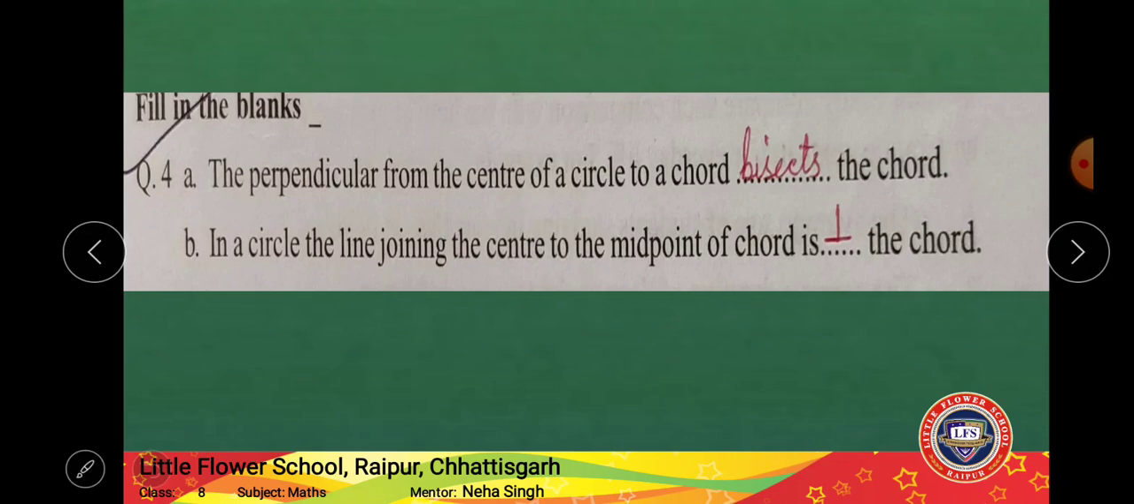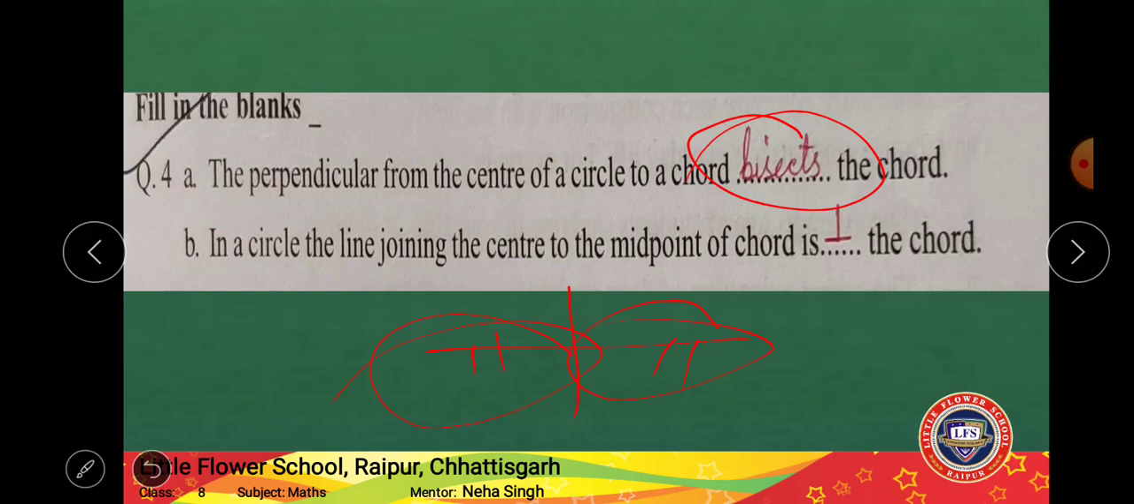Last, fill in the blanks. The perpendicular from the center of a circle to a chord. This statement we have just now studied in 2 questions. It bisects the chord. Bisects means to divide it into two equal parts, right? दो equal parts में divide कर देना.